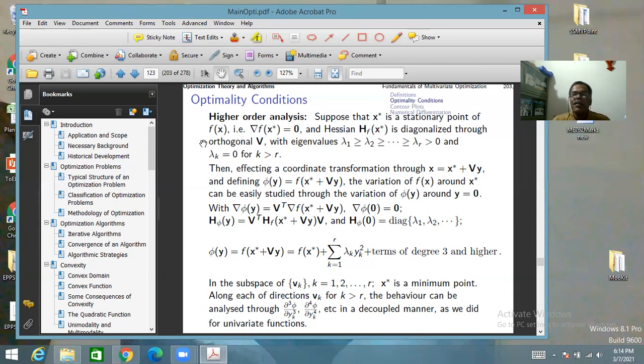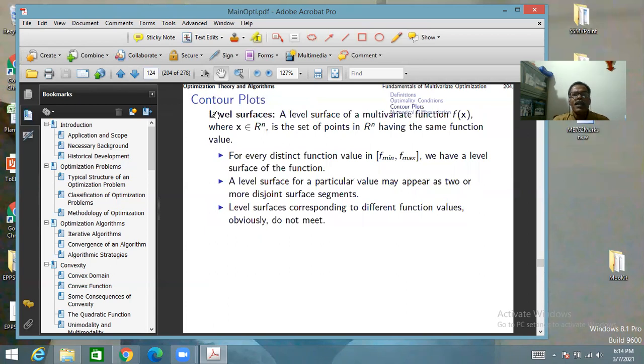So this is more or less what we had to discuss in this lecture, and beyond this I will just raise two of the operational issues which are important as we go further. One of them is contour plots. Before contours, we talk of level surfaces.